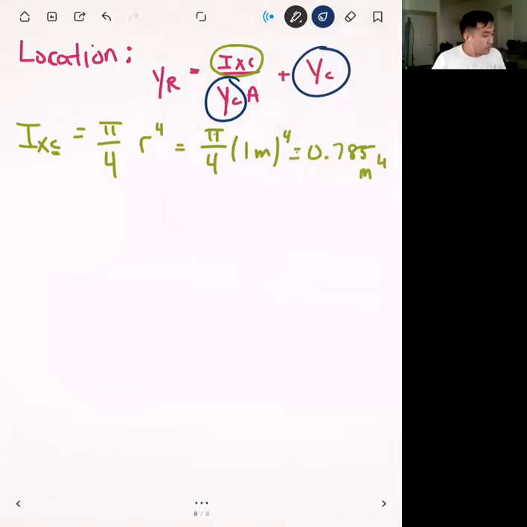The next thing that we need to do is the depth of the centroid. Not the depth, the y-coordinate of the centroid. For this one, I think it's useful to draw a figure.